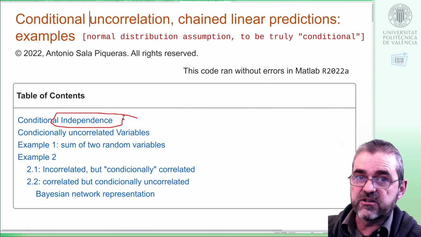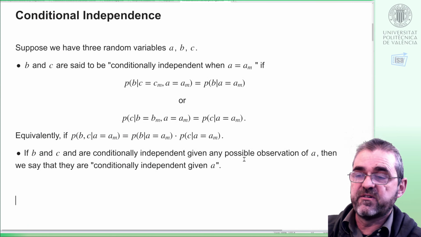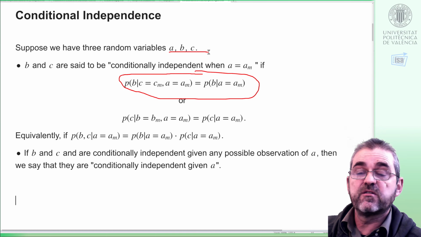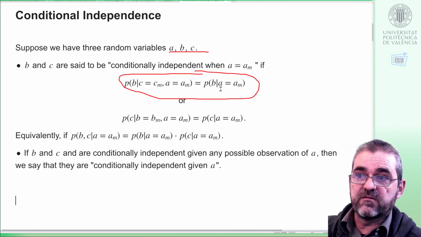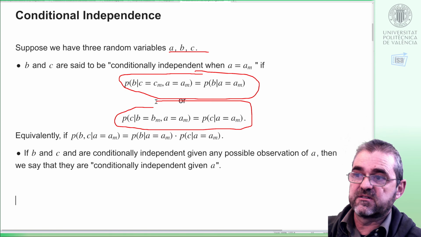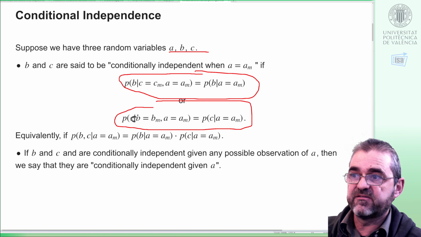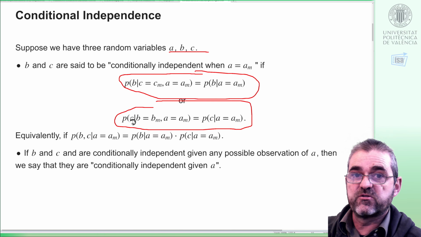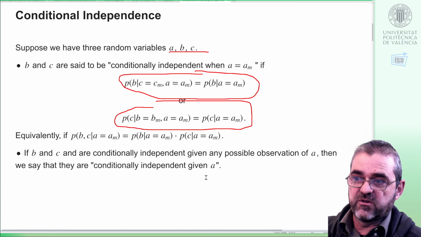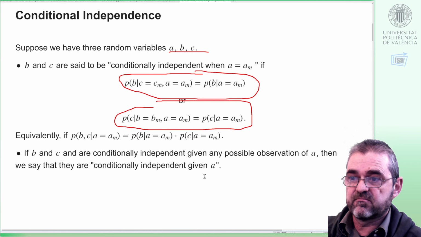So if we review conditional independence, it meant that if I have three random variables, A, B, C, once I know A, further knowledge of C helps nothing in estimating B, or conversely, further knowledge of B does nothing in improving my belief in C, then these values are said to be conditionally independent given A, for any possible value of A.